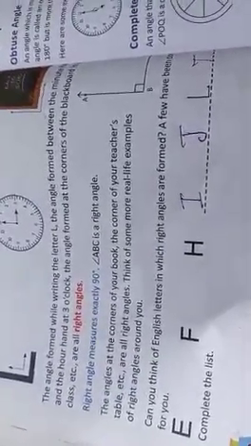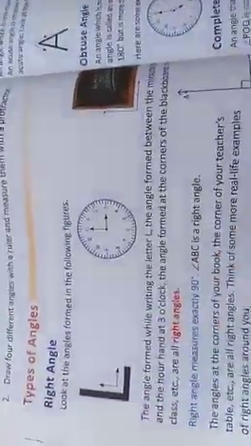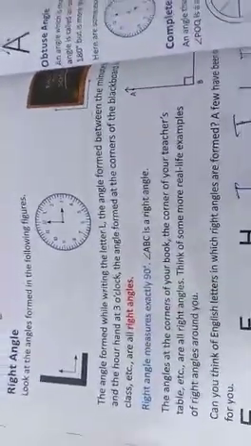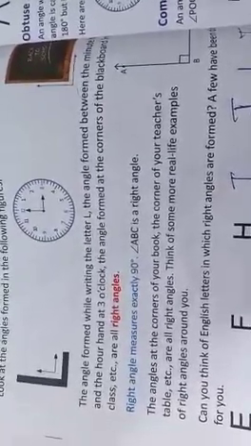Okay. Now we are going to learn about the next one. Before that, once again repeat this. These are the types of angles. First we are going to learn about the right angle. A right angle is an angle which measures exactly 90 degrees.